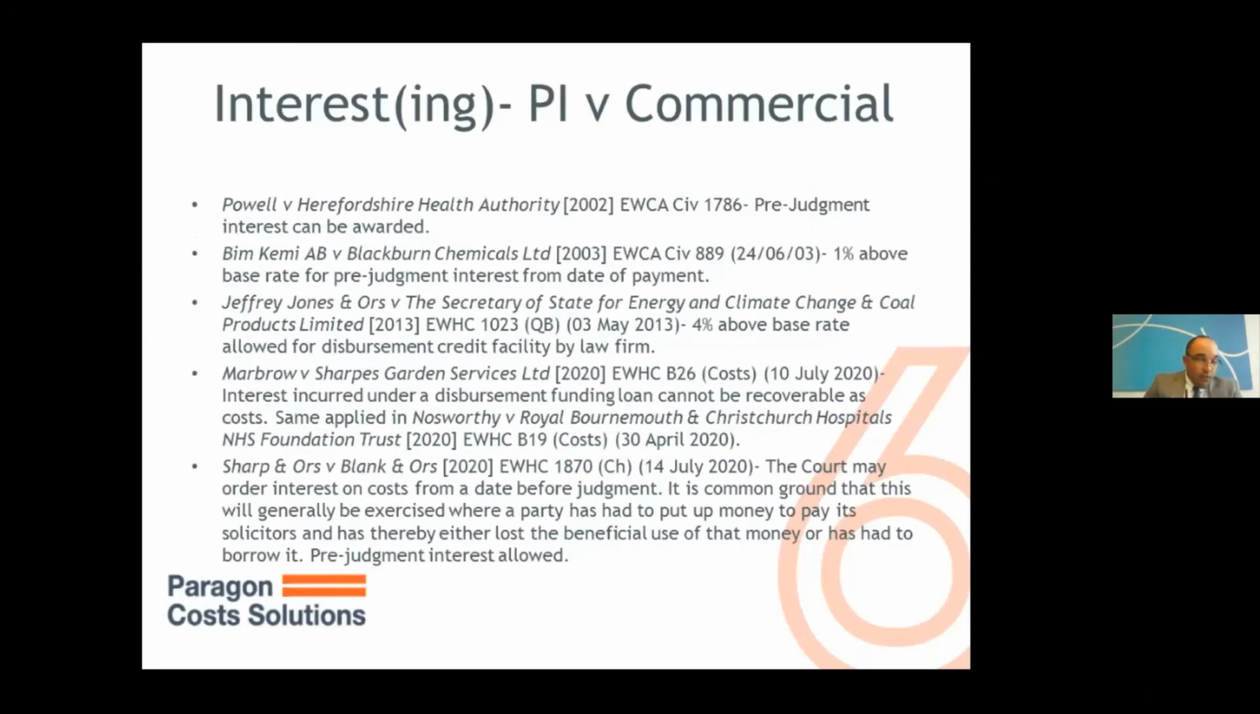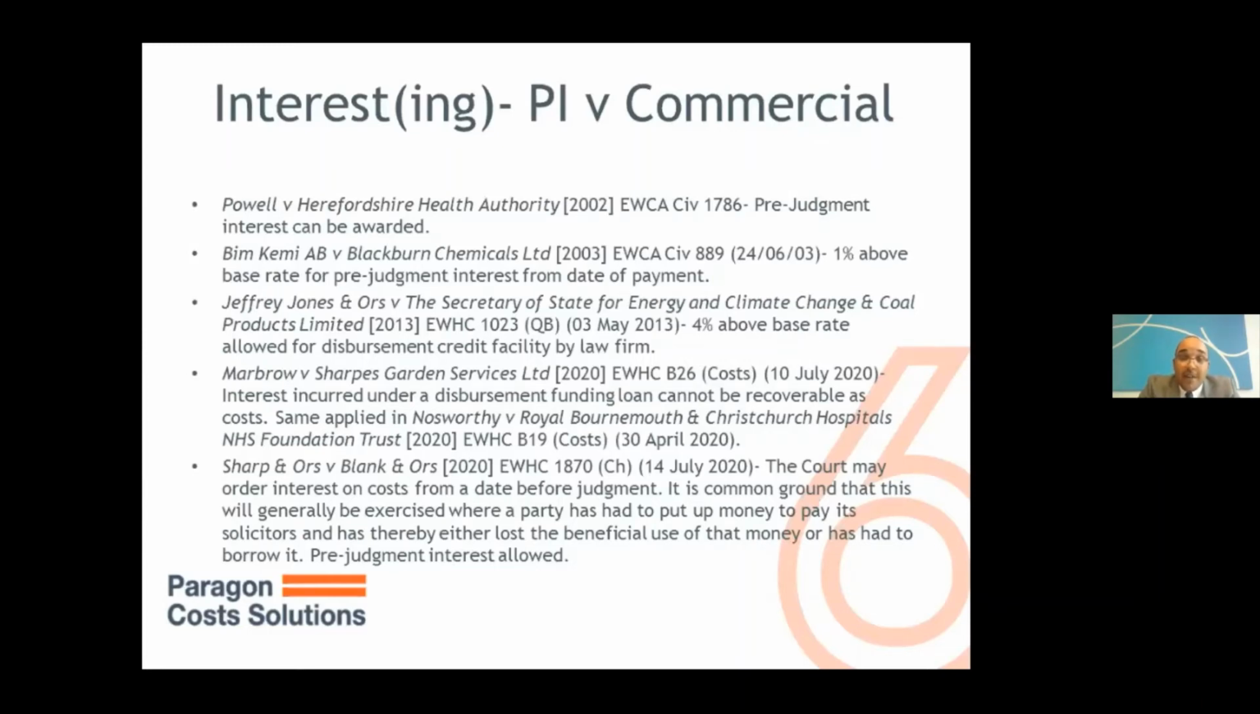I want to just draw a distinction between some of the recent cases on interest, and in particular pre-judgment interest, and the difference between the decisions that have been made in PI cases and in commercial cases. It always surprises me when people are surprised to learn that their clients may be entitled to pre-judgment interest. Of course, many of you are aware that from the date of judgment, you're entitled to 8% interest.